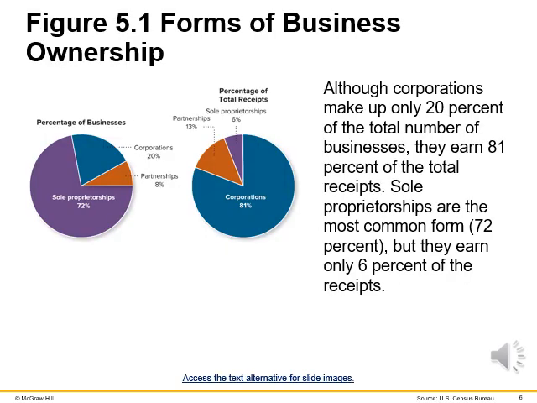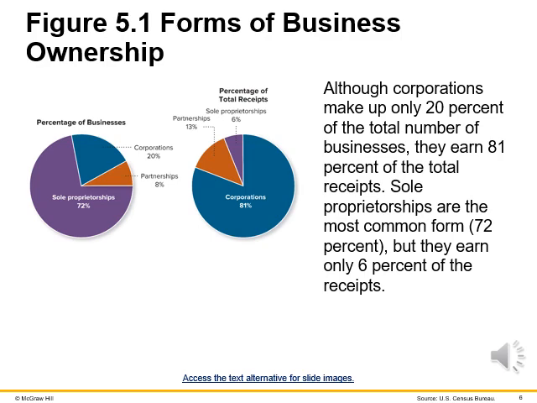This slide shows the different forms of ownership and how many there are as a percentage of businesses, and then of course total receipts. There's almost 5 million corporations in the United States, and they make up only 20% of all businesses, but they earn 81% of the total receipts.